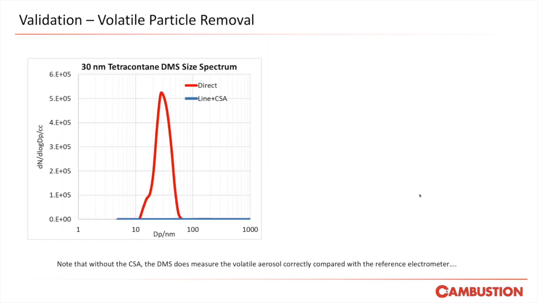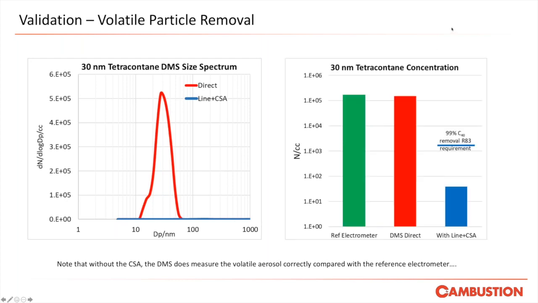So in terms of volatile particle removal, the legislation says that you need to remove 99% of tetracontane at 30 nanometers. Here's the size distribution of tetracontane at 30 nanometers going straight into the DMS. We then put the line in and the CSA, and we remove virtually all of those particles.